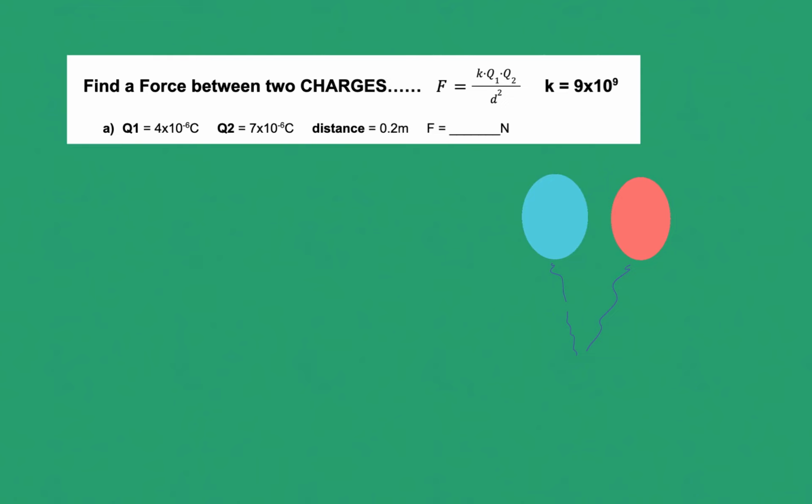Hey physics, this is Mr. Hausman. We're going to look at a Coulomb's law problem like we tried the other day, but we're going to do it kind of from a review standpoint.